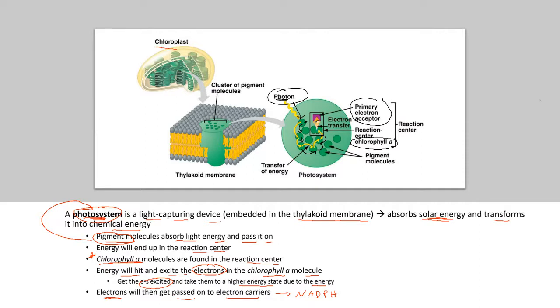So that's pretty much all you need to know about photosystem. Photosystem has pigments and it has proteins, it has other molecules, right, that make it a great molecule to be able to absorb energy.